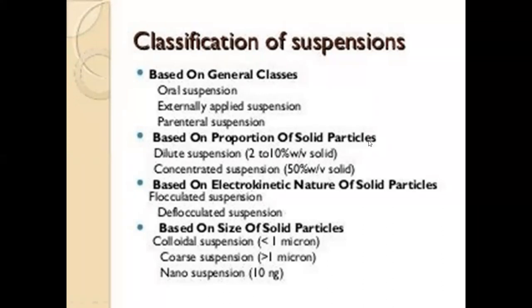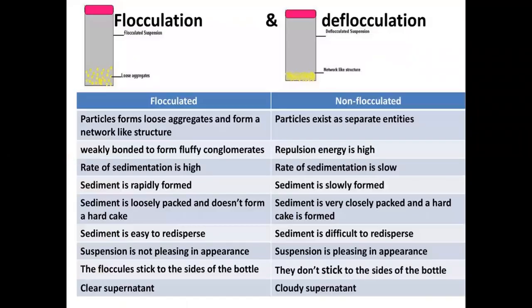Then based on proportion of solid particle range, in dilute suspension 2 to 10% weight by volume solids, and concentrated suspension 50% weight by volume of solid. So in this type of suspension, we have to study in detail what is meant by oral suspension, their advantages, disadvantages, what is meant by parenteral suspension, ophthalmic suspension, and suspension for external use, and what is meant by deflocculated suspension, flocculated suspension, their difference we have to study in detail.